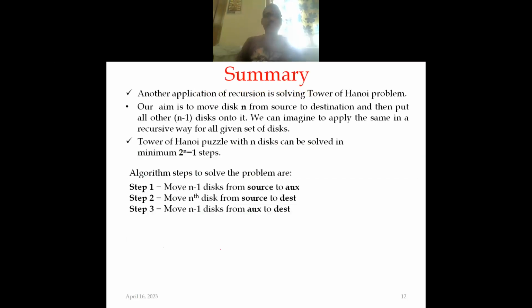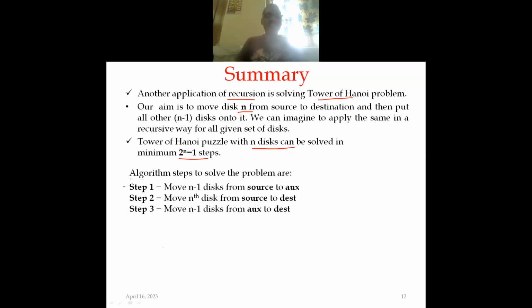And the summary of today's session is that in this particular CDT, we discussed the third important application of recursion, solving the Tower of Hanoi problem. This problem can be solved in such a way that our aim is to move disk n from the source to the destination and then put all other n minus 1 disks onto it. So we can imagine applying the same recursive way for all given sets of disks. The Tower of Hanoi puzzle with n disks can be solved in a minimum of 2 power n minus 1 steps.